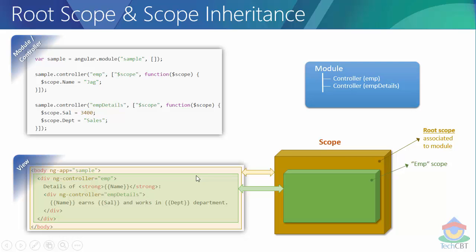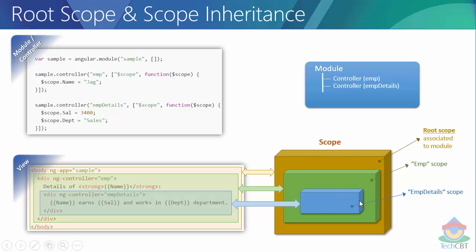Let us check another one. Now you have another div whose ng-controller is linked to EMP details, and you can see we have the controller EMP details being referred to here. As you know, the moment AngularJS finds ng-controller, it tries to create a scope, and in this case I am going to call that one EMP details scope, because that scope is in relation with the controller EMP details.